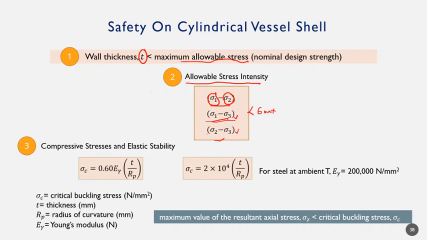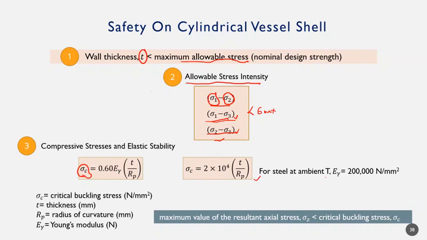Okay, the third criterion is based on the compressive stress and elastic stability, which is related to the external pressure. So we can determine the critical buckling stress using this equation. Rp is the radius of curvature, and we have this equation as well.